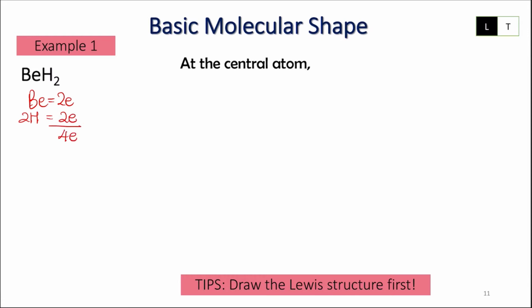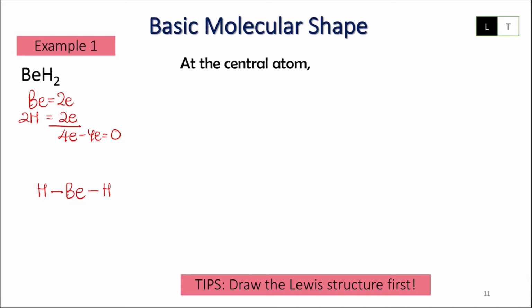And after that, I'm going to draw my Lewis structure. Be is my central atom. I got 2 bonding pairs because of 2 hydrogen atoms. So 4 minus 4 electrons, we got 0. So this is the Lewis structure for BeH2.